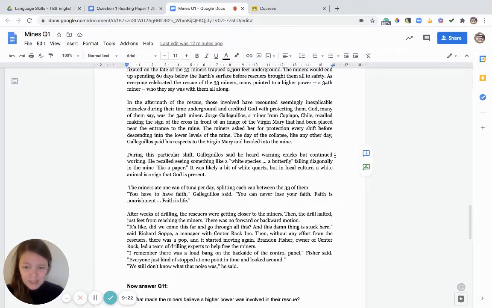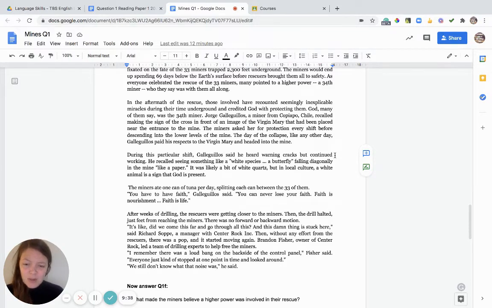Brandon Fisher, owner of Centre Rock, led a team of drilling experts to help free the miners. I remember there was a loud bang on the backside of the control panel, Fisher said. Everyone just kind of stopped at one point in time and looked around. We still don't know what that noise was, he said.